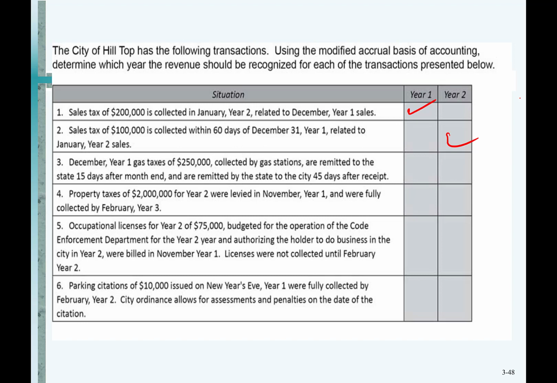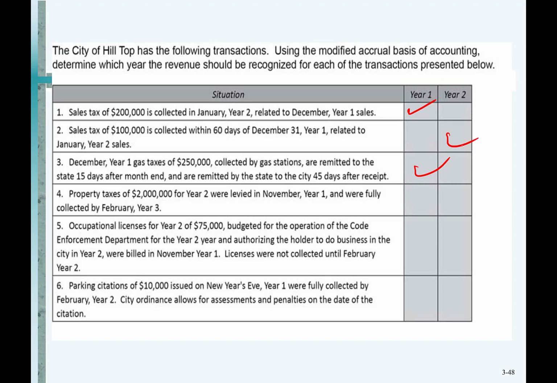Okay, good. Number 3, December year 1 gas taxes of $250,000 collected by gas stations are remitted to the state 15 days after month end and remitted by the state to the city 45 days. What's 15 plus 45? 60. So will Hilltop City get this money within 60 days? Yes. When did the underlying transaction take place? Year 1. So that is year 1 money.